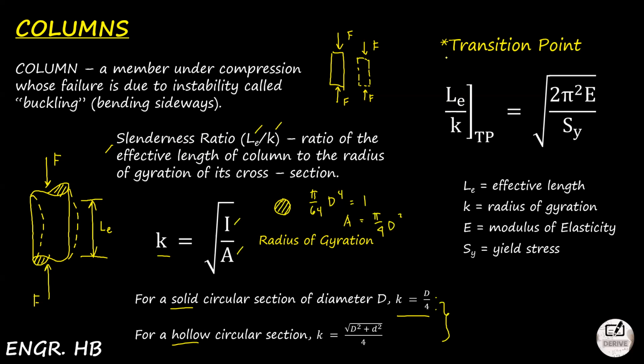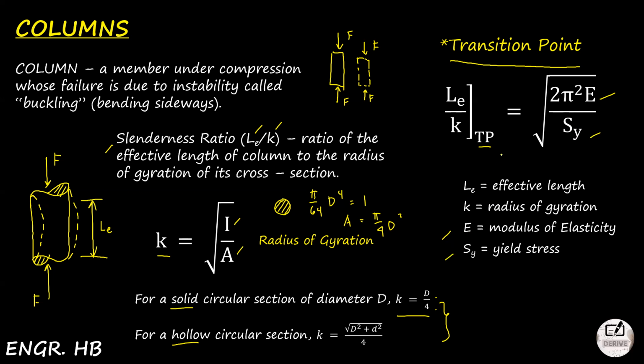And we have this other formula, the transition point. So that was also the slenderness ratio, pero may subscript na transition point, and that is equivalent to square root of 2 pi squared E over Sy. So dalawang property ang bida dito, kaya ito ay tinawag na transition point. One is the E, which is the modulus of elasticity, and the Sy, which is the yield stress.